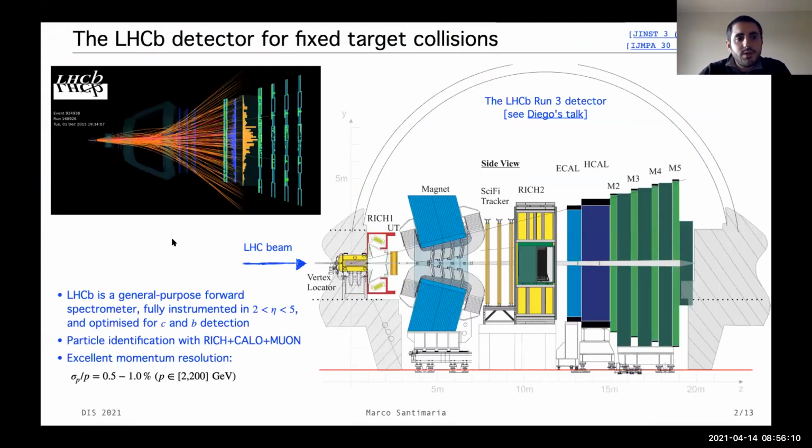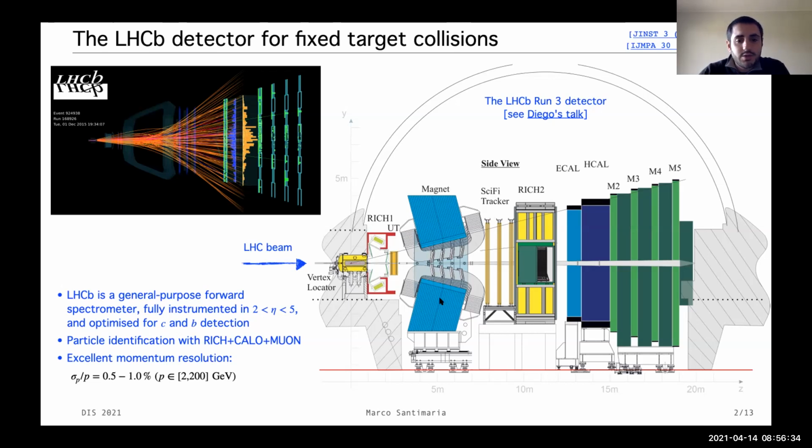So let me start with LHCb, since this is the detector where the setup will be located. This is the general purpose forward spectrometer, which is fully instrumented in the pseudo-rapidity region from 2 to 5, and optimized for the detection of C and B hadrons. I won't go into all the details of the detector. You can have a look at Diego's talk for this.